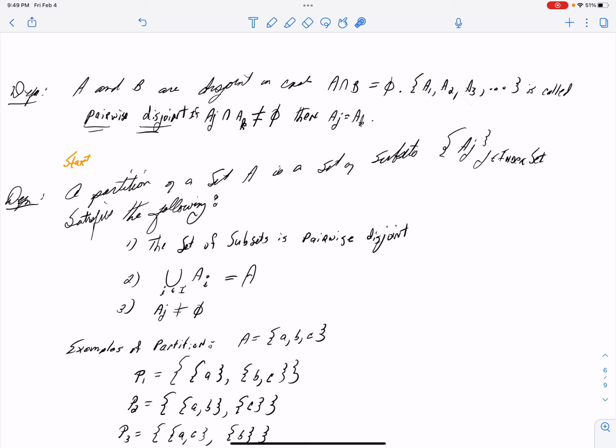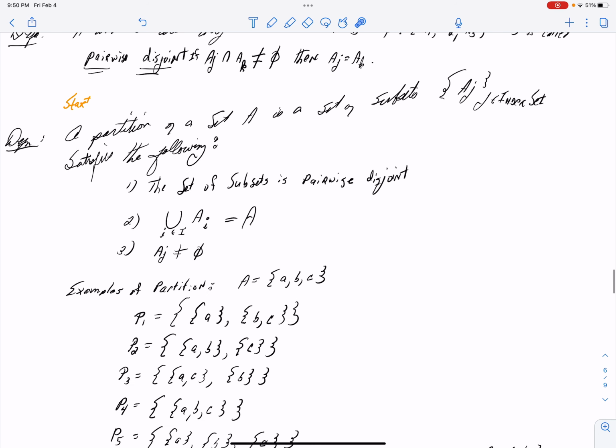one of two things happens. Either they're the same set, in which case I could throw one of them out, or they don't intersect at all. All right, so pairwise disjoint means that if I take any two and intersect them and I do not get the null set, then they have to be the same set. Okay, that leads us to the following definition.